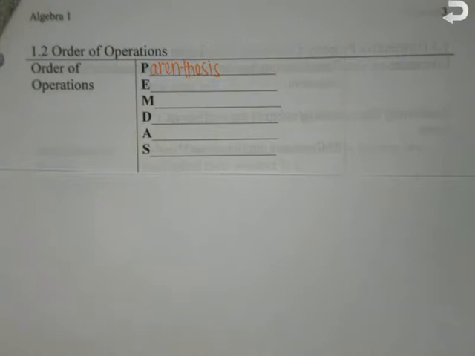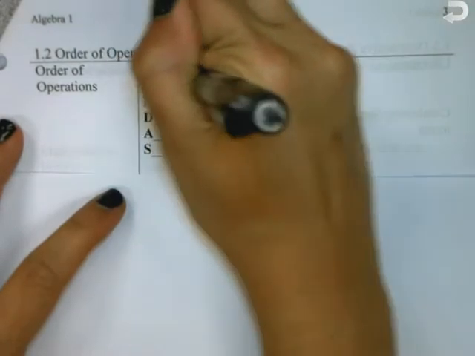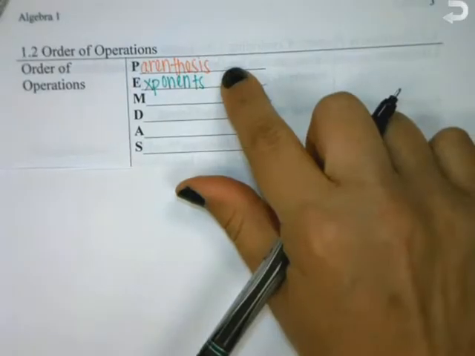What does the E stand for? Nobody's in that seat. Zachary. What does the E stand for? The E stands for exponents. Good, exponents. So exponents is E. So after we do all the parentheses, we look and see if there's any exponents. Next we look at M.